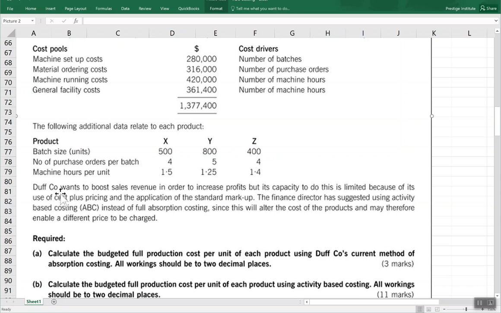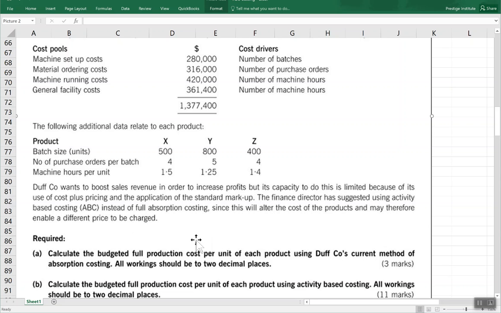DAFCO wants to boost sales revenue in order to increase profits, but its capacity to do this is limited because of its use of cost plus pricing and the application of standard markup. So we want to increase our sales revenue, but because we are using cost plus pricing, we can't do that. The reason is that if our cost is higher, then the selling price would also be higher, which means that the demand would be less.